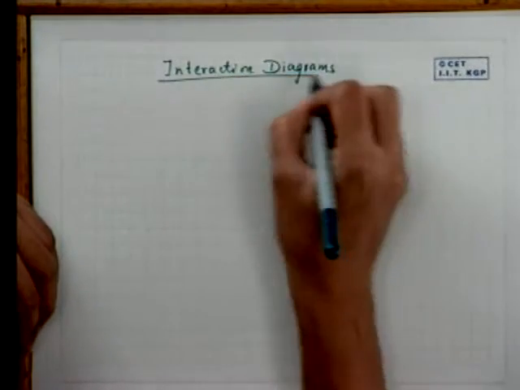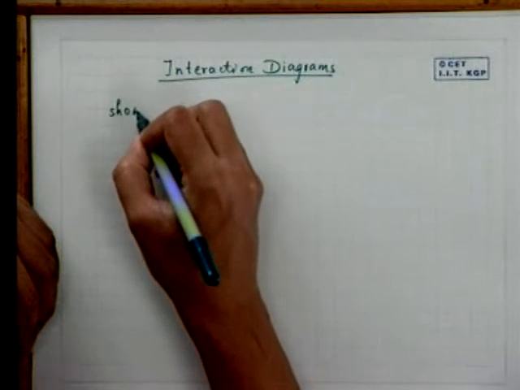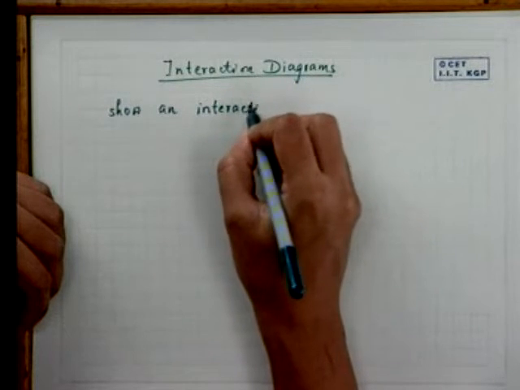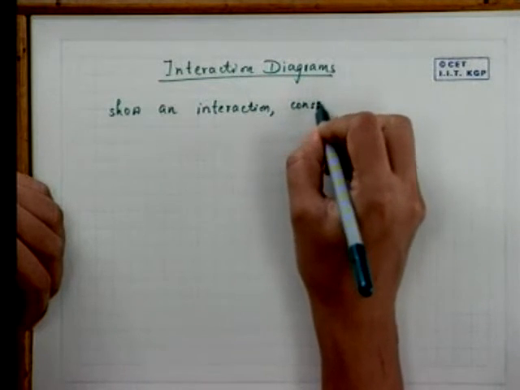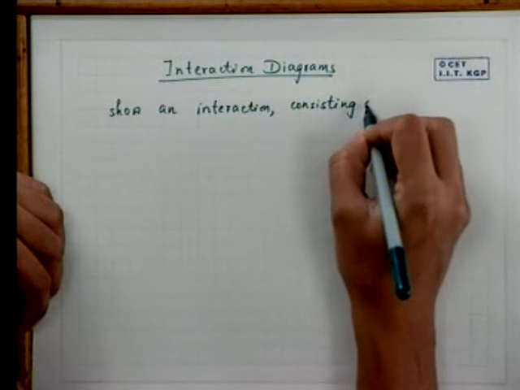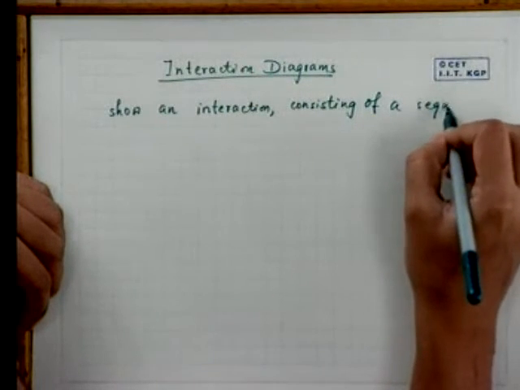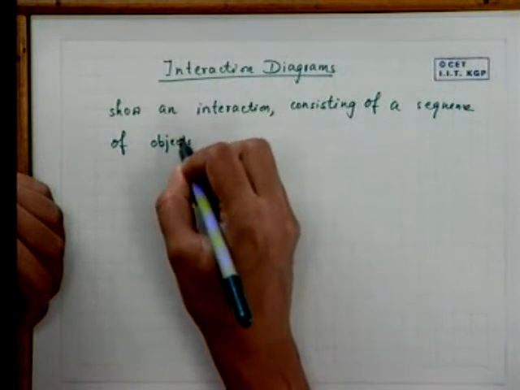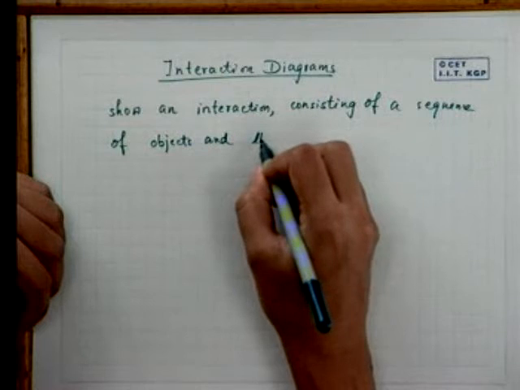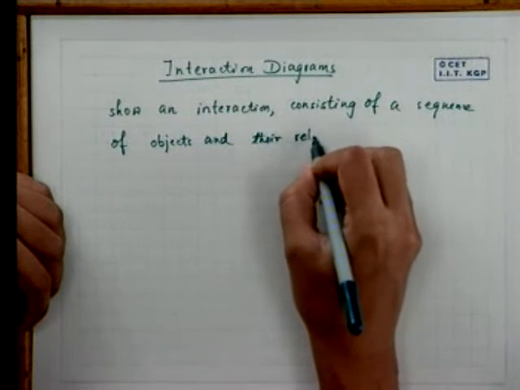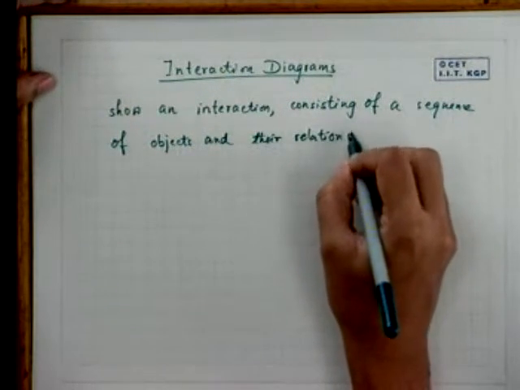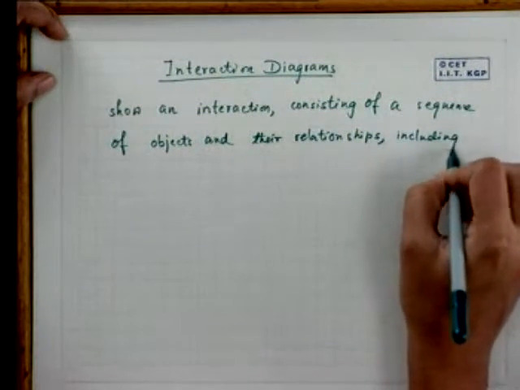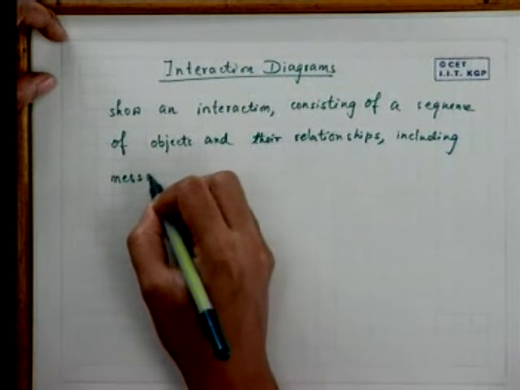Interaction diagrams show an interaction consisting of a set of objects and their relationships, including messages dispatched among them.